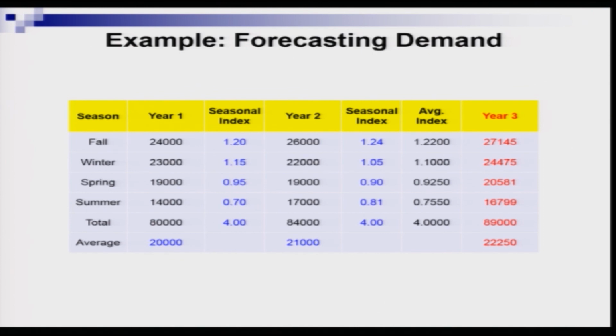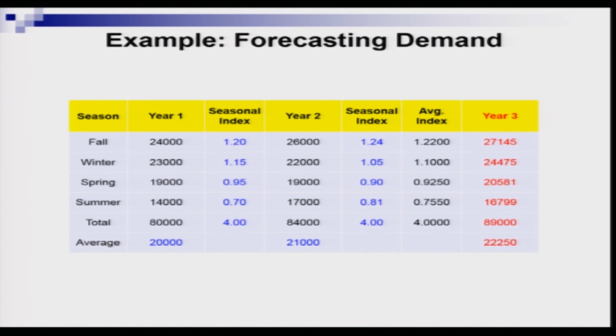We have to first divide this estimated annual demand by the number of seasons, which is 4. So, we get an average demand per season of 22,250 items, and now you have to apply some seasonal index number to this average season demand. Okay. Now, which seasonal index to use?